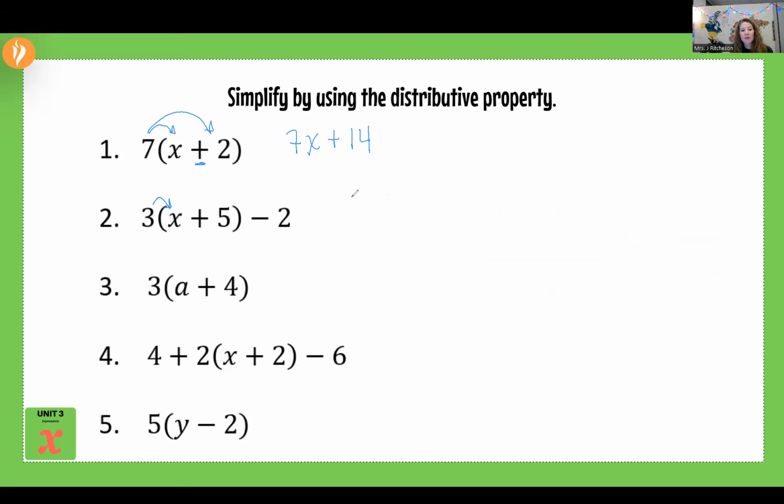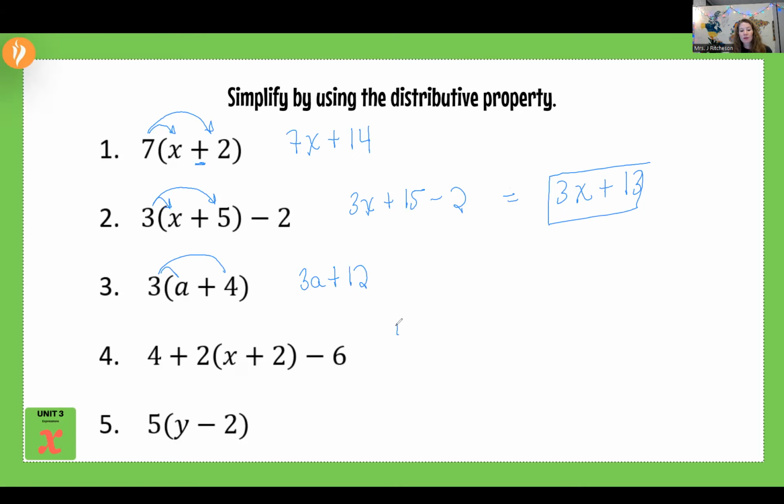Number 2, we have 3x plus 15. And then we write our minus 2. And then we see, oh, these are like terms. 15 minus 2, we can combine those. So 15 minus 2 is positive 13. Positive 13. All right, on this one, we're distributing the 3 times a plus 3 times 4.